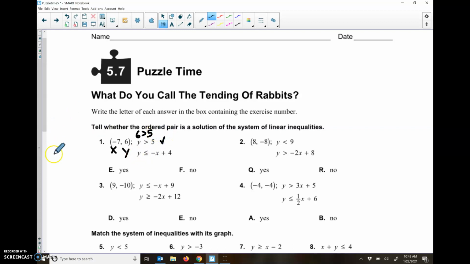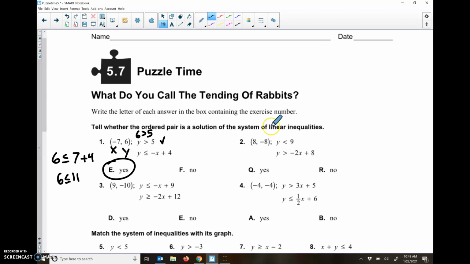This bottom one, I got to do a little work here. So I have y is less than or equal to negative x plus 4. 6 is less than or equal to a negative x, and my x is already negative. So that means a -7, which turns into a +7, and then +4. And 7 plus 4 is 11. So 6 is less than or equal to 11. That is true as well. So that would be a yes.